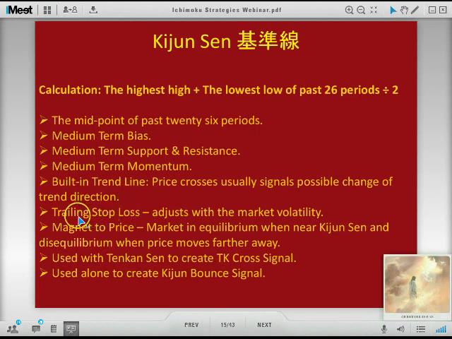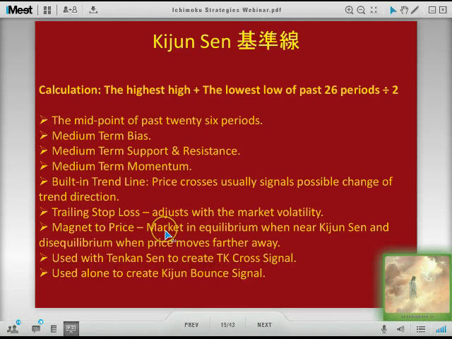All right, so it's also used as a trailing stop, and we'll see that when we look at some of these charts. It adjusts with the market volatility. So when I get into a trade, I put my stop loss at the Kijun-sen, and as the Kijun-sen moves, so does my stop loss.